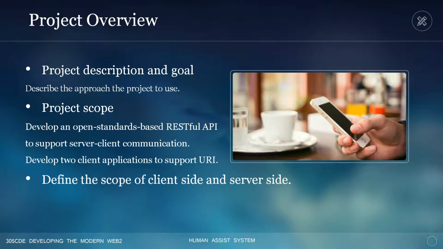One. Project description and goal. Describe the approach the project uses. Two. Project scope. Develop an open standards-based RESTful API to support server-client communication. Develop two client applications to support URI. Define the scope of client-side and server-side.